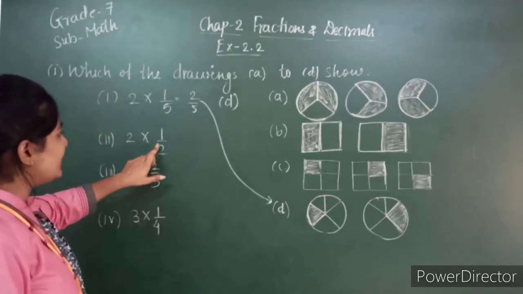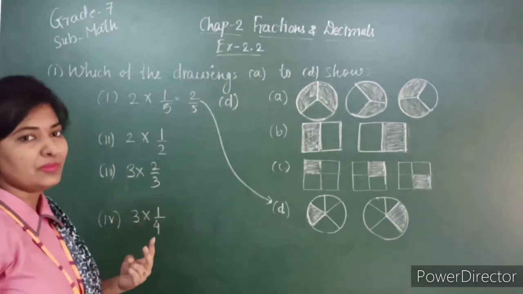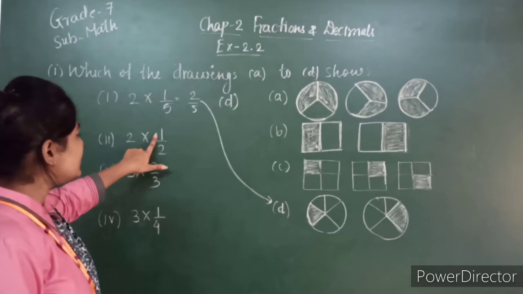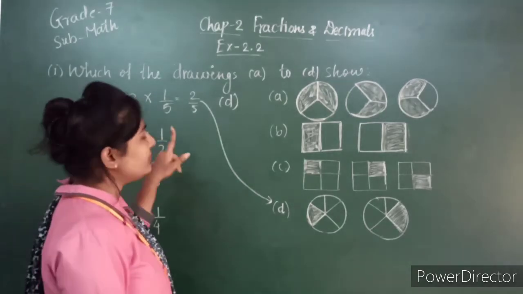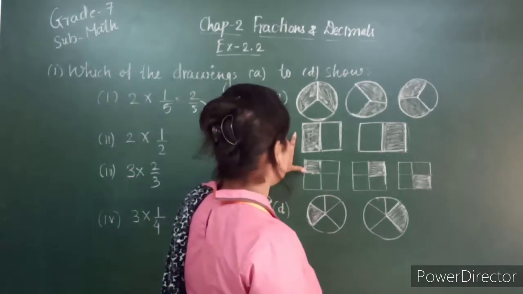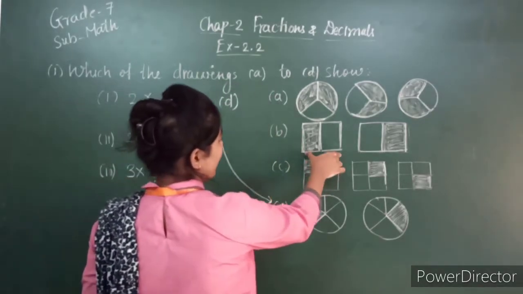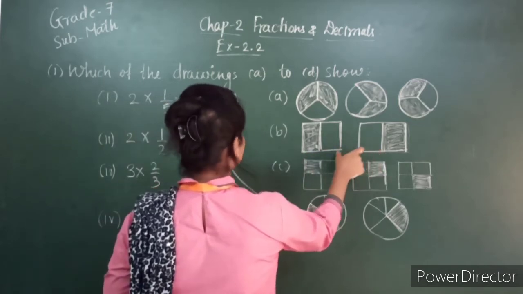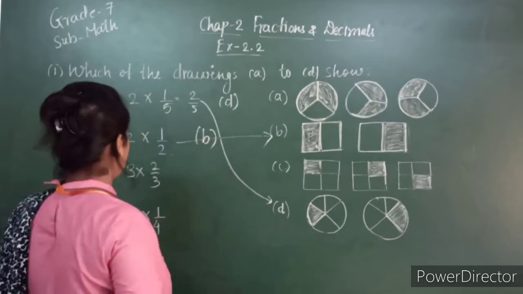Then 2 into 1 by 2. So here 2 is given. So we have to see the two pictures and this numerator shows that one portion is the shaded portion. So here this is the answer and 2, it means total 2 parts are there. So in this drawing the answer is B.